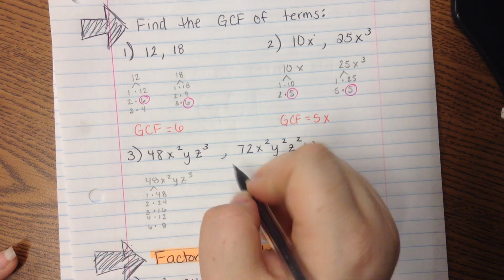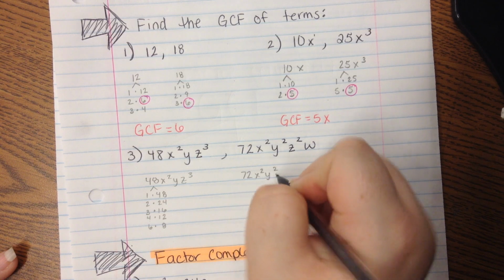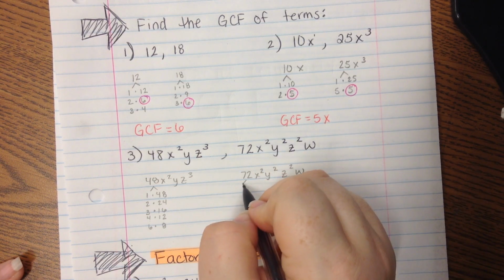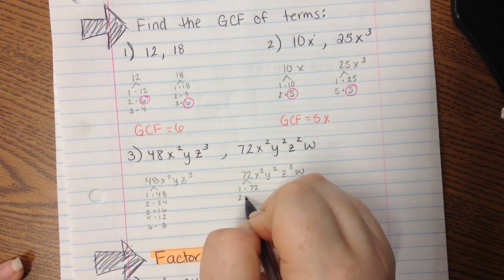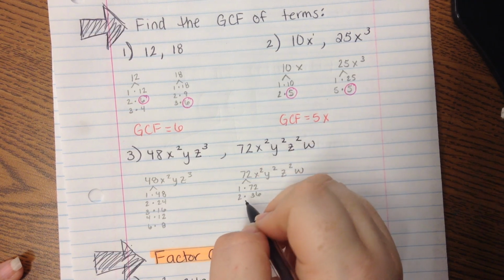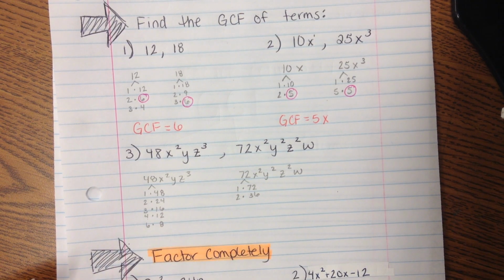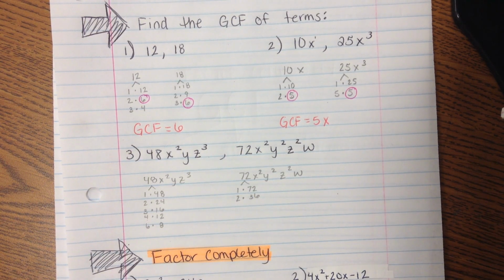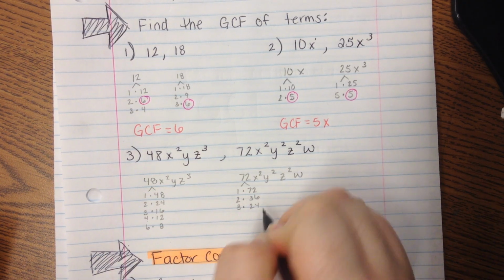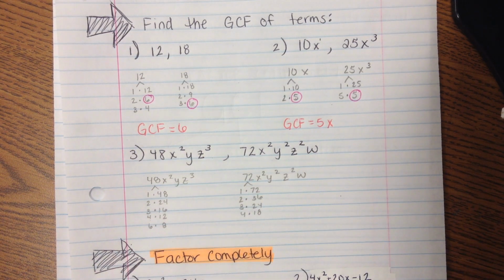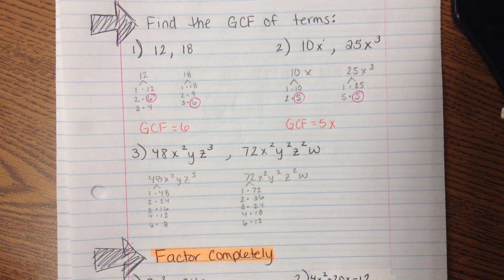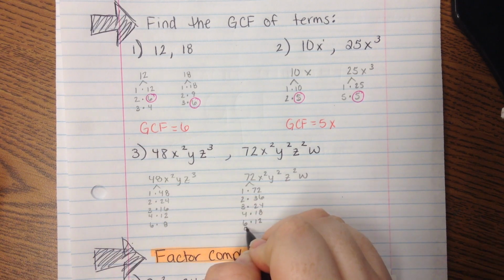Then we'll go to 72 x squared y squared z squared w. So the factors of 72 are 1 times 72, 2 times 36, 3 times 24, 4 times 18. 72 is not divisible by 5. 72 divided by 6 is 12. 72 is not divisible by 7. 72 is divisible by 8, so it's 8 and 9.